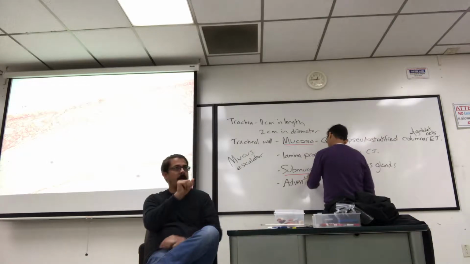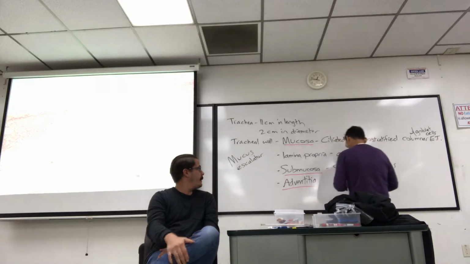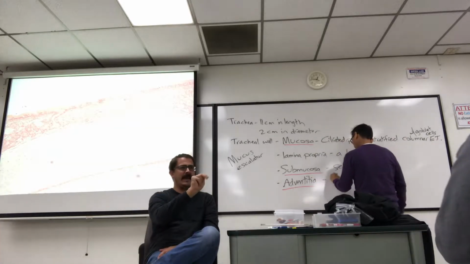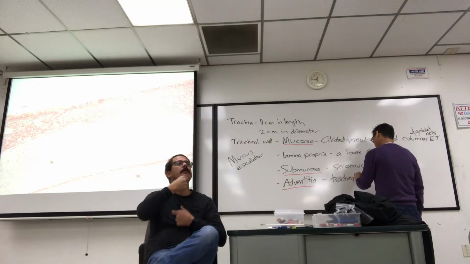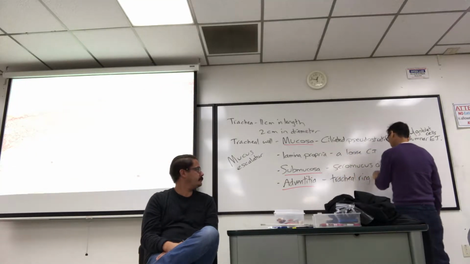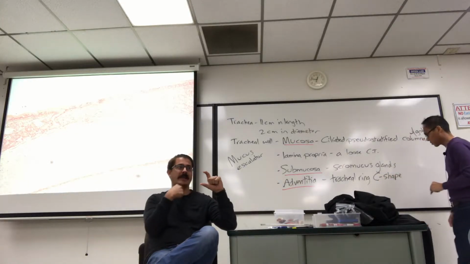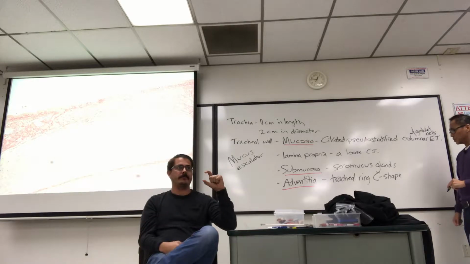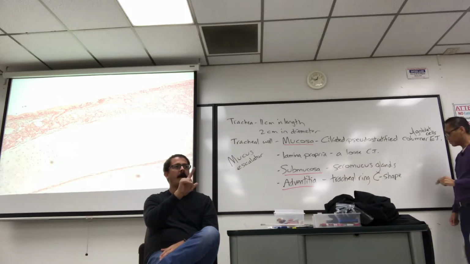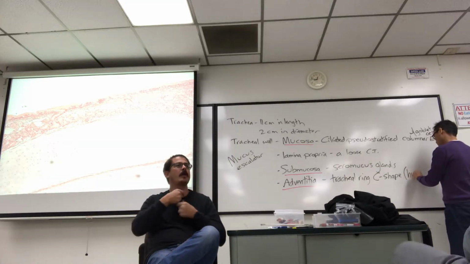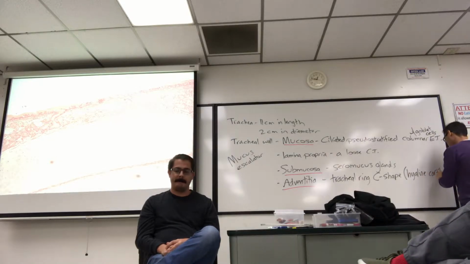Adventitia. It's the outermost layer. Now the tracheal ring, it's not a complete circle, it's C-shaped. So I say ring, but that's misleading. A ring is a complete circle. It's more or less C-shaped, and it's made out of hyaline cartilage. Keeps the airway open. Hyaline cartilage.